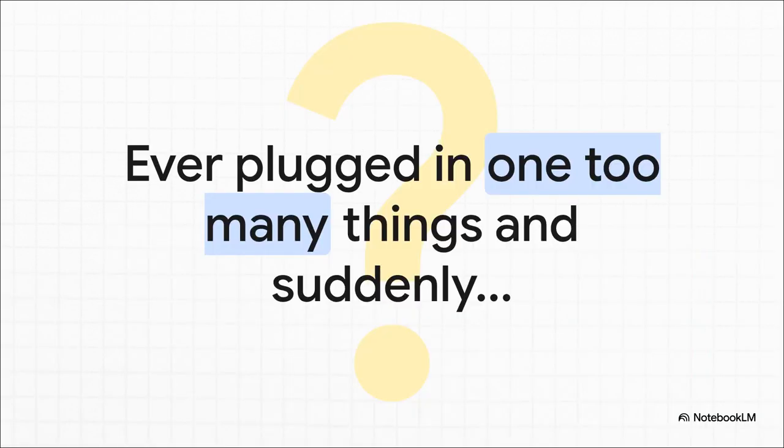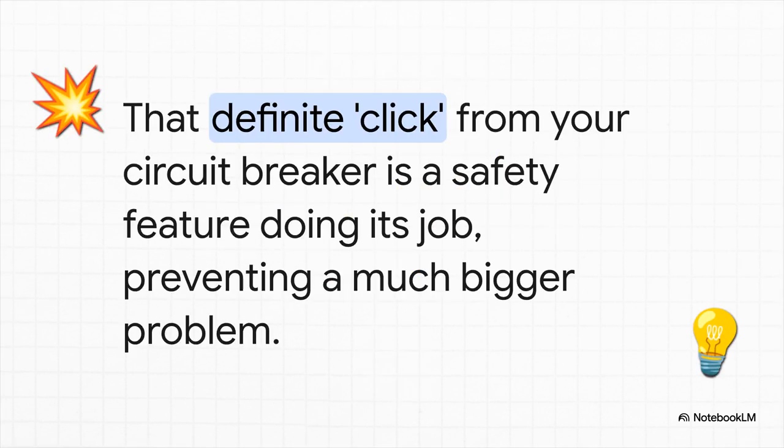So let's start with the scene I'm pretty sure we've all been through. You're getting your day started, right? The toaster's going, the coffee maker's brewing, maybe you've got the microwave running. You plug in just one more thing, and then you hear it, that sharp, distinct click from the circuit breaker panel. And just like that, everything in that part of the house goes dark. Now that sound, it might seem like an annoyance, but it's actually a lifesaver. It's a critical safety feature doing its job, preventing a much, much bigger problem.